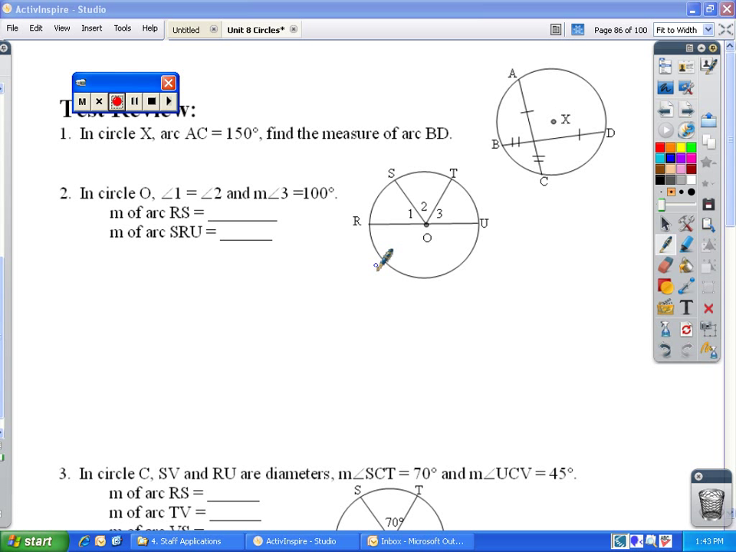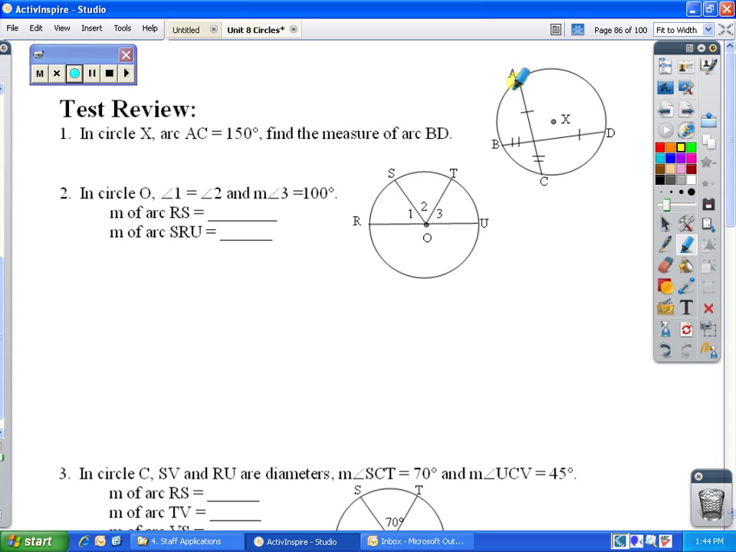All right, let's start with number 1 on the test review. In circle X, arc AC is 150 degrees. So that tells me from here all the way around to C, because there's only 2 letters, I can guarantee it's a short way, that's 150 degrees. And they want to know the measure of arc BD. So they want to know from here all the way back around to here.